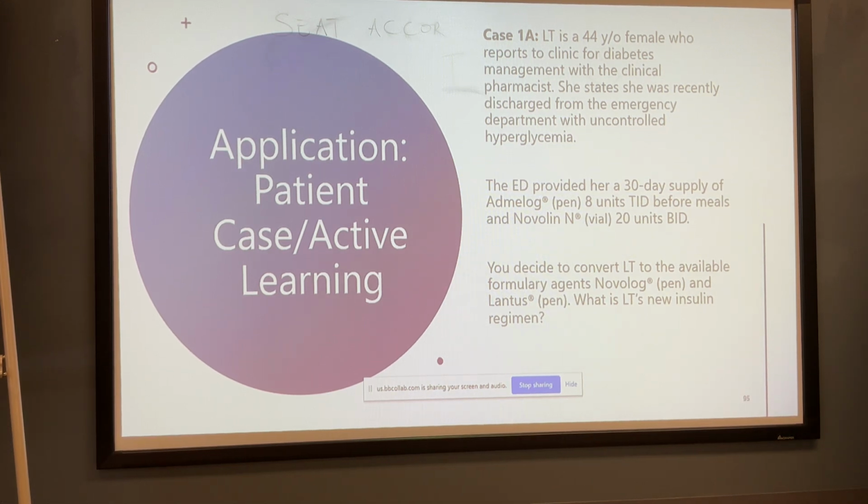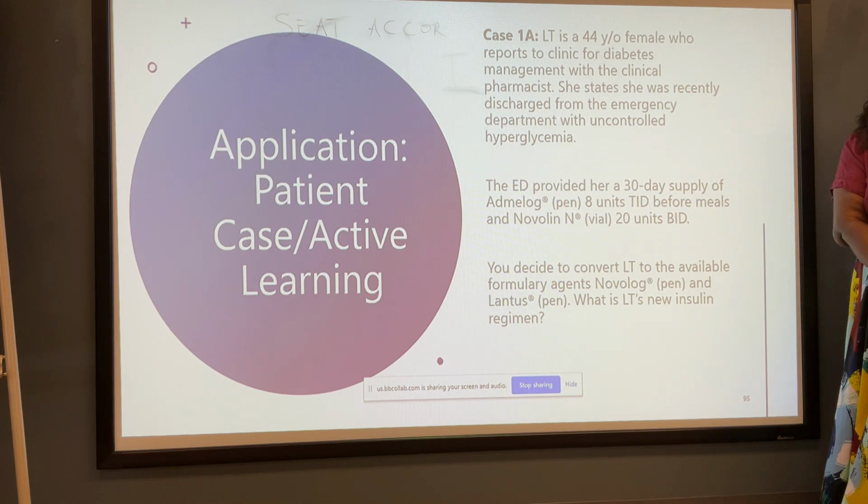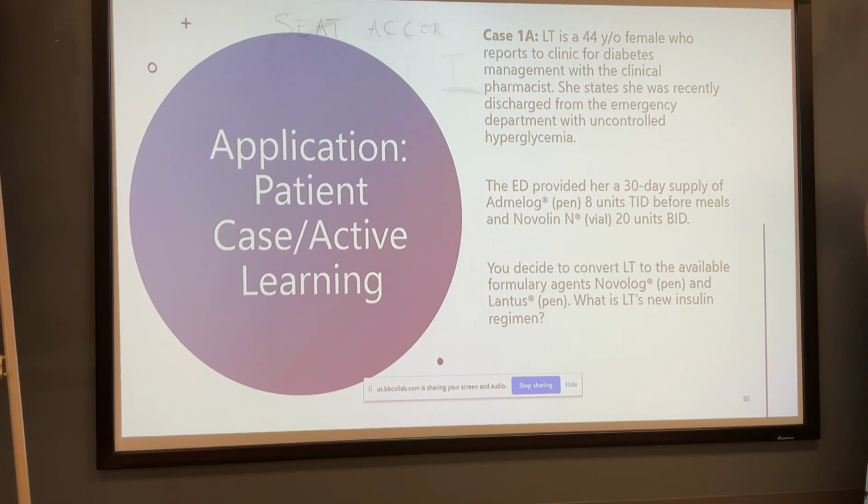So what's 20% of 40? I got you, Brittany. We're listening. Come on. 8. Thank you. So her new Lantus regimen would be 32 units daily. It's not that bad when you think about it.